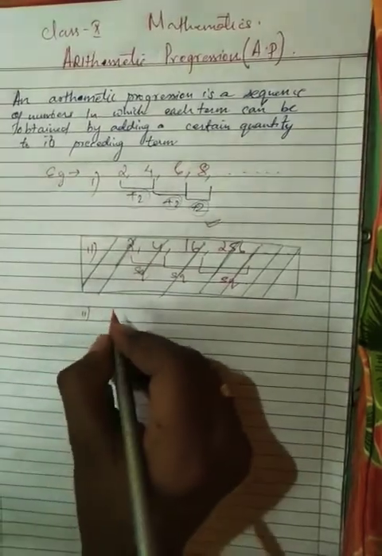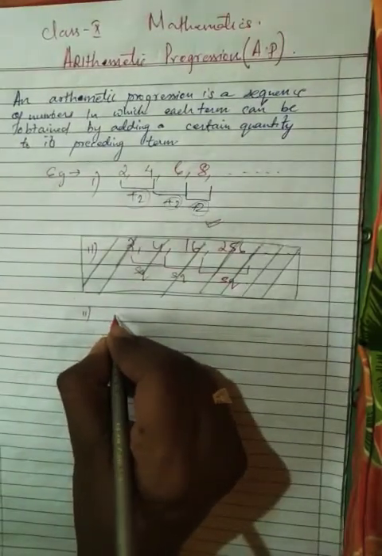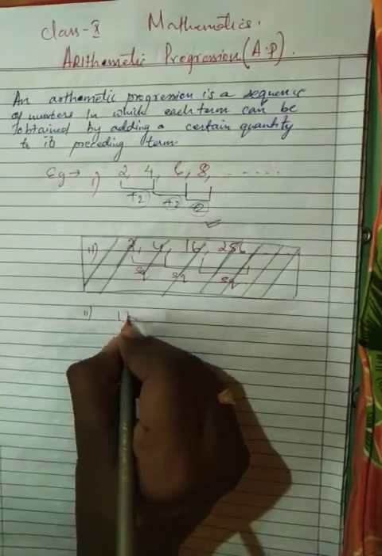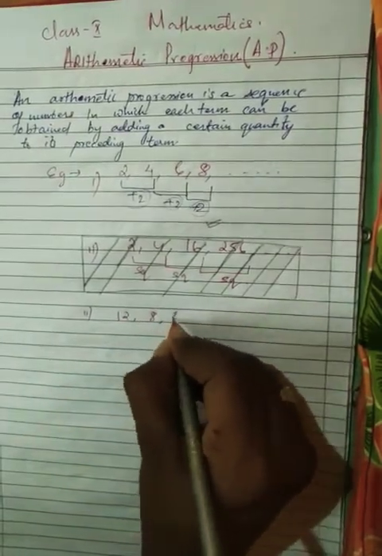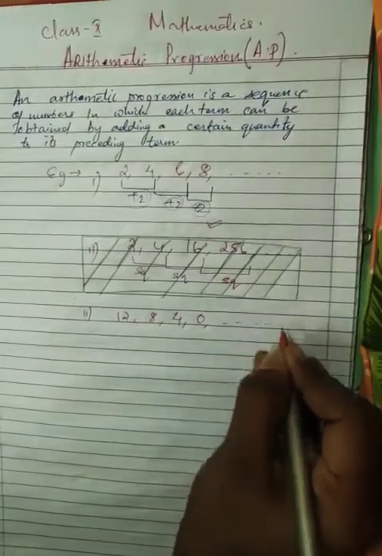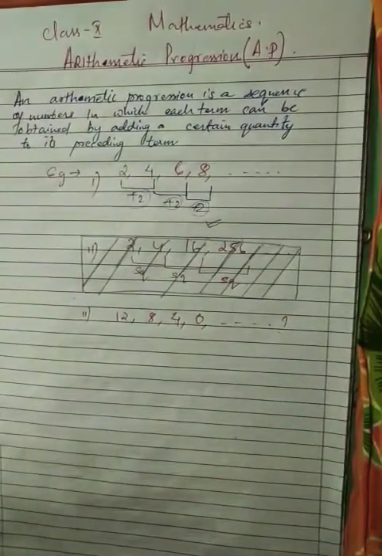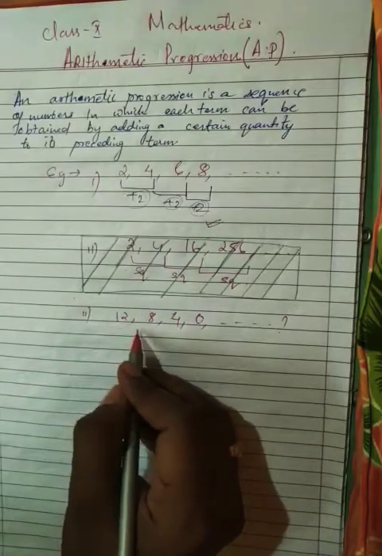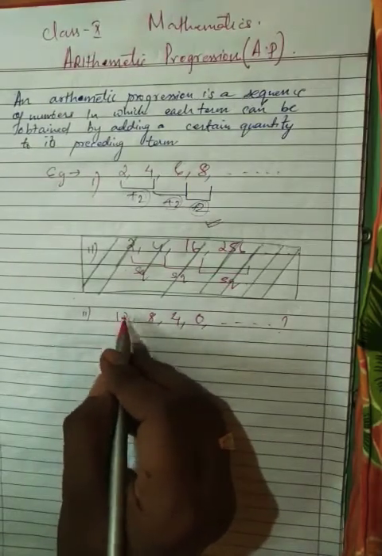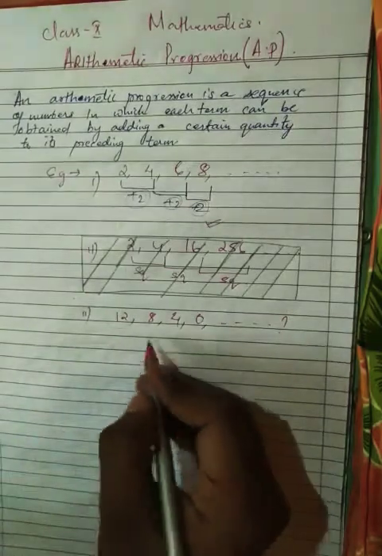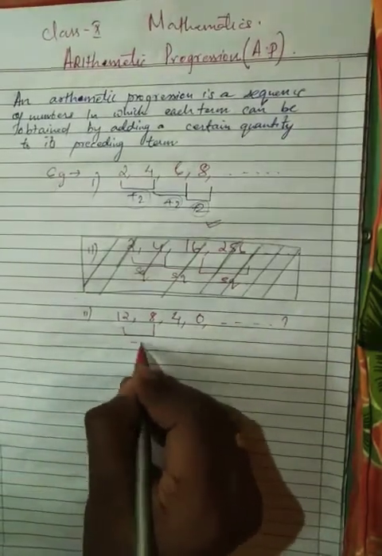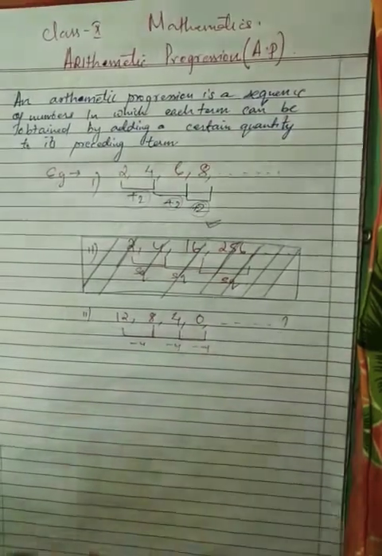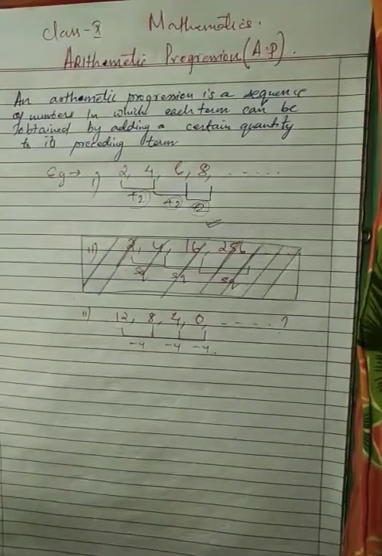The sequence can also have negative terms, that is, addition of negative terms. Say I take 12, 8, 4, 0. How will we know if this is an AP series or not? Look at the difference between the terms. If I add minus 4 to 12, it will give me 8. Minus 4 is the difference, no? In each term the difference is minus 4.